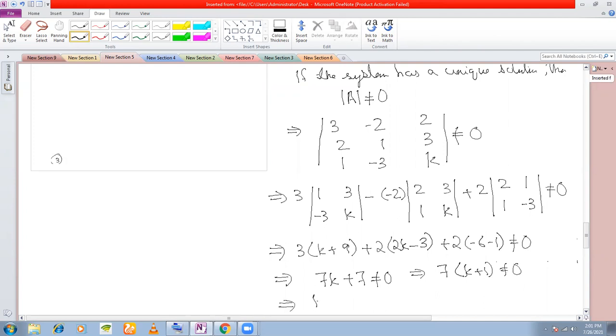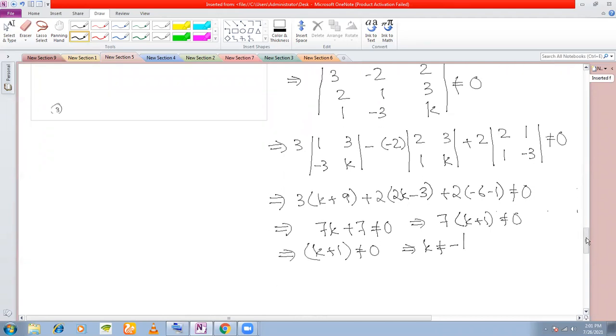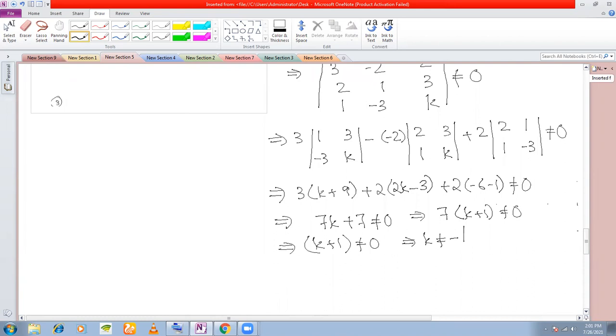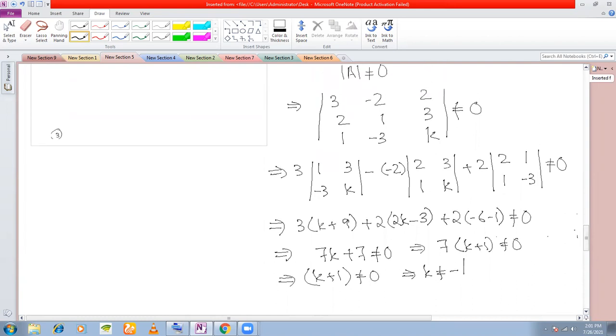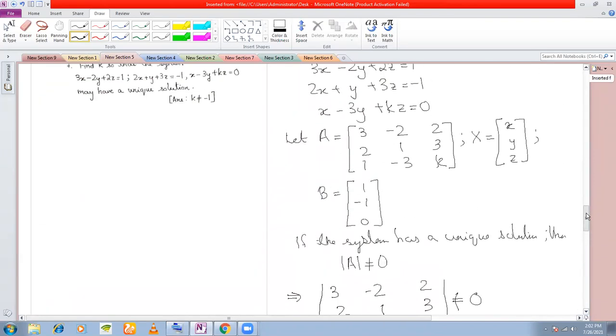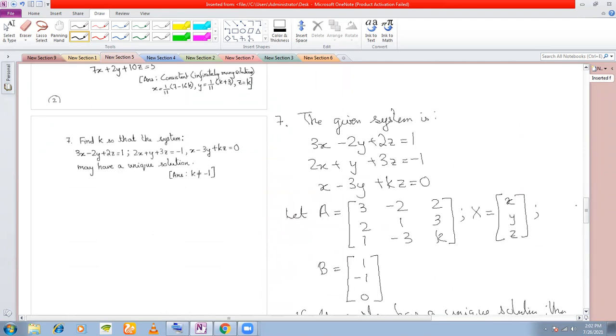That means k plus 1 is not equal to 0. That means k is not equal to minus 1. So for all other real values of k, this system will have a unique solution. Only for k is equal to minus 1, it will not have a unique solution. It may have no solution, or it may have an infinite number of solutions, we don't know. But definitely what we can say is for k is equal to minus 1, this will not have a unique solution. Okay, so this completes our part on matrices.